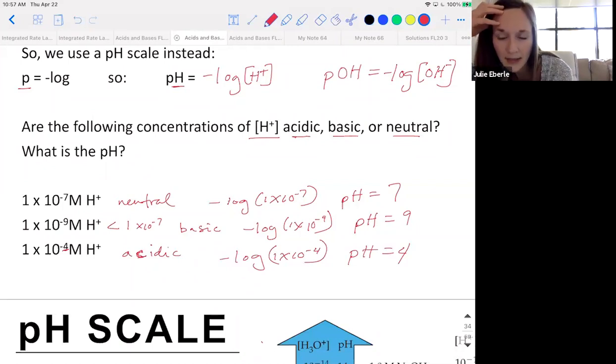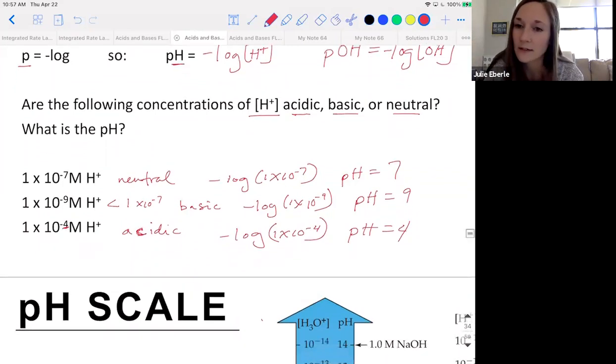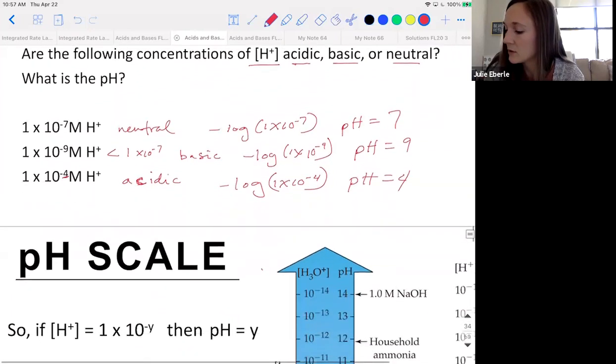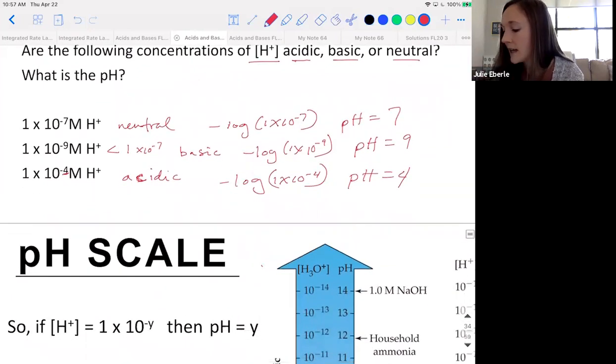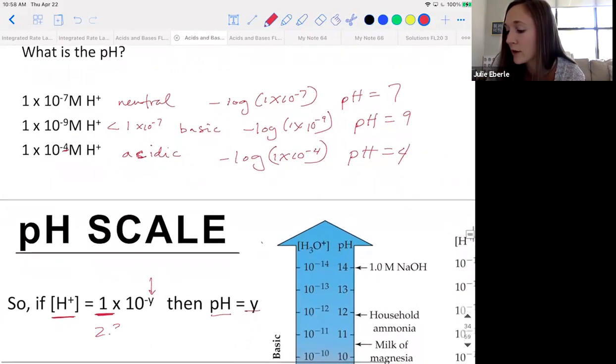Is this always going to be the case? I wish I could tell you yes, but no, it won't always be the case. So when is it going to be the case? If the H plus concentration has a base number of 1 times 10 to the whatever, then we can say pH is equal to your exponent. But if the base number isn't 1, if it's like 2.3 or any other number besides 1, you cannot keep this fun little rule. It's not that simple. So what if it's not 1 times 10 to the minus? Just plug it into your calculator.